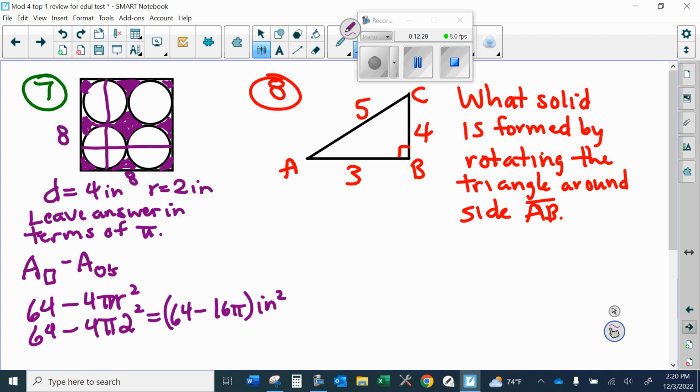Okay, number 8. We have a 3, 4, 5 Pythagorean triple. You should recognize that. It says what solid is formed by rotating the triangle around side AB. So if I take that side and just rotate this around that, don't I get a cone? Okay, cone is what that would be. And if they asked something else, you can go on from there. All right, number 9.